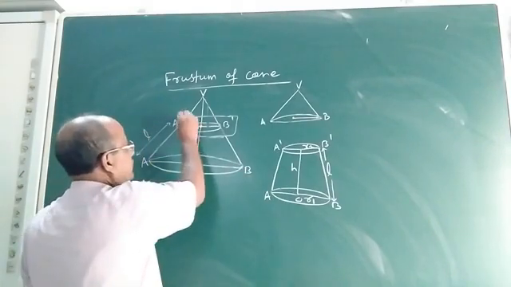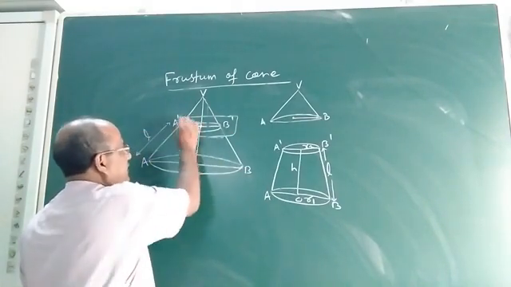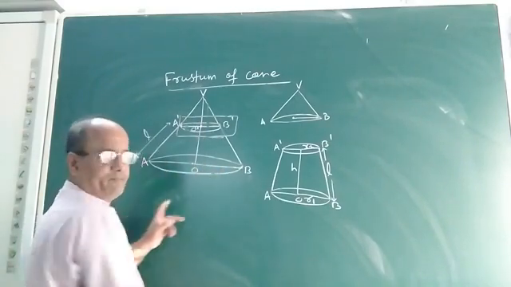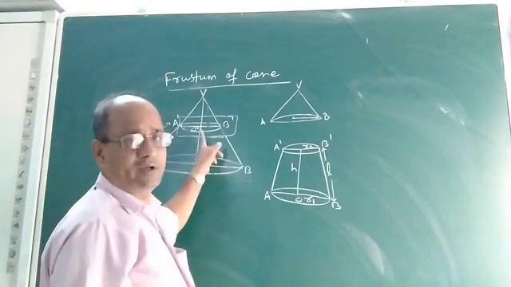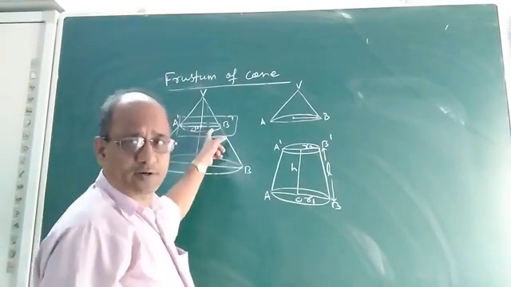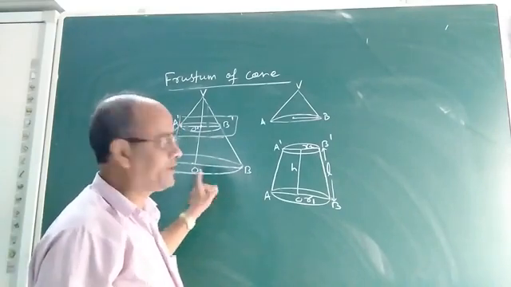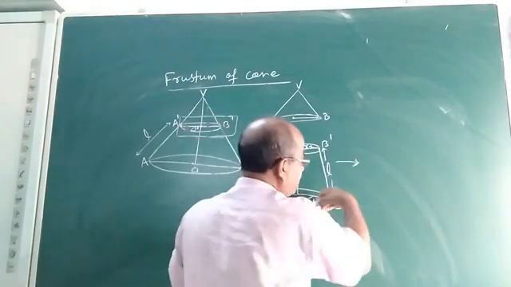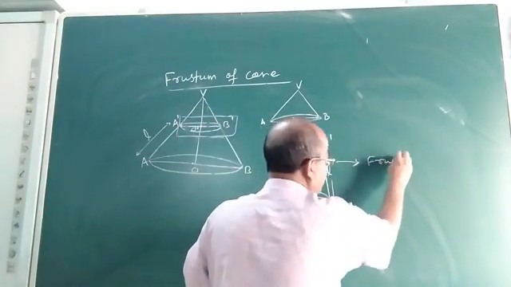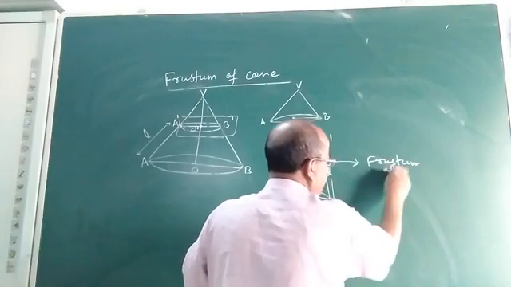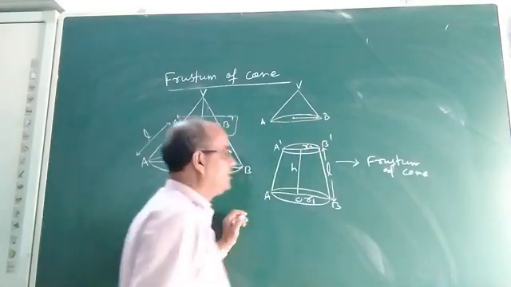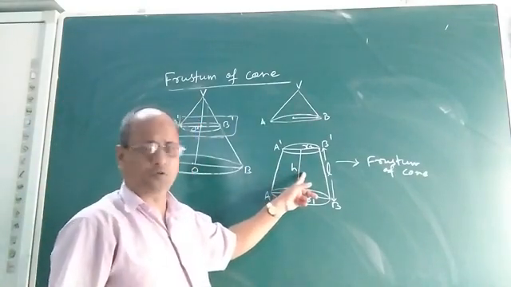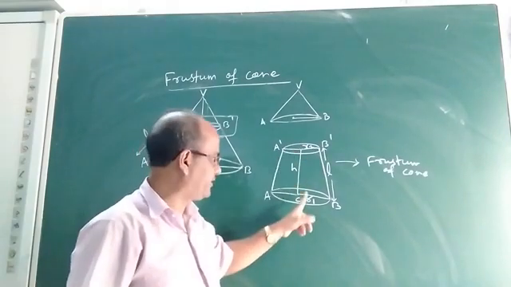When a plane is cut parallel to the base of this cone VAB, this is the base, it is a circle. The base of the cone is a circle, you know. So if a plane is cut parallel to the base of a cone, it will be divided into two parts. Now, look at this part. This part is called a frustum of cone. See, this is the upper end. This is the lower end.